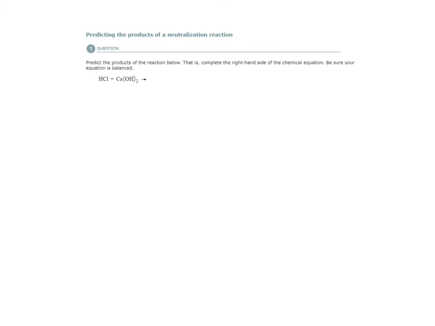In this topic, we are predicting the products of a neutralization reaction. This question says, predict the products of the reaction below. That is, complete the right-hand side of the chemical equation. Be sure your equation is balanced.